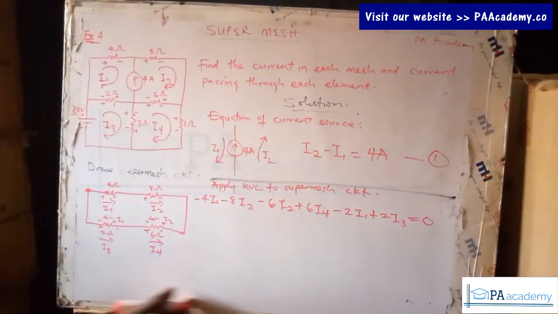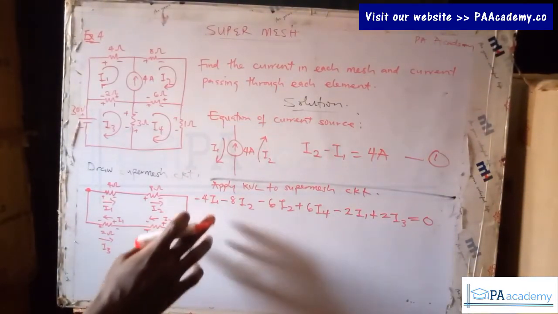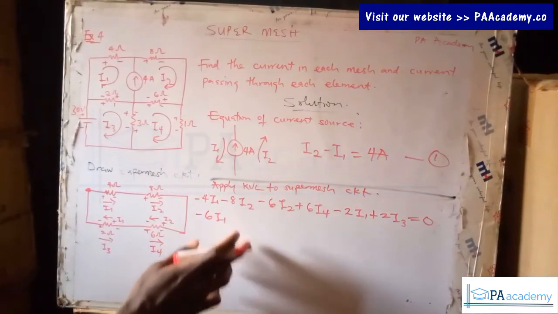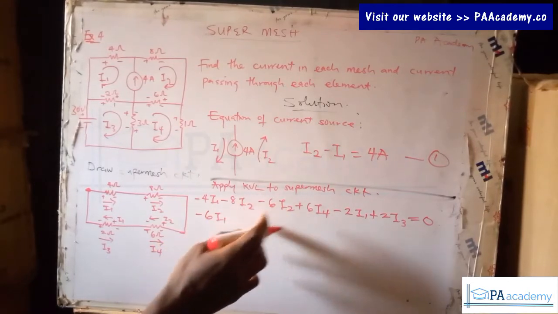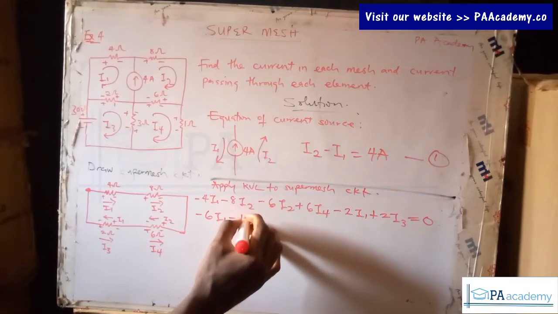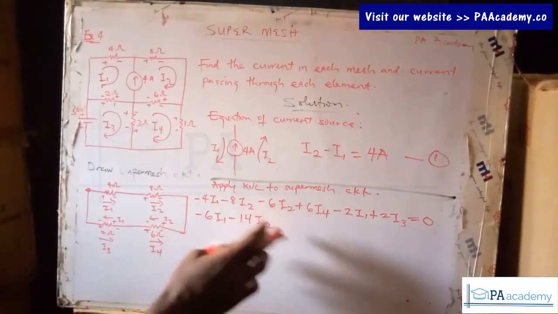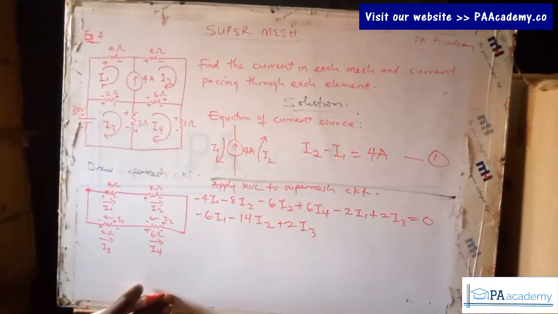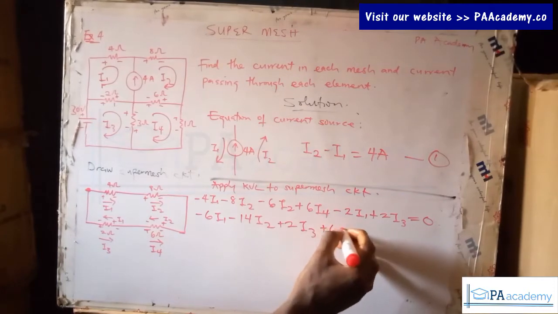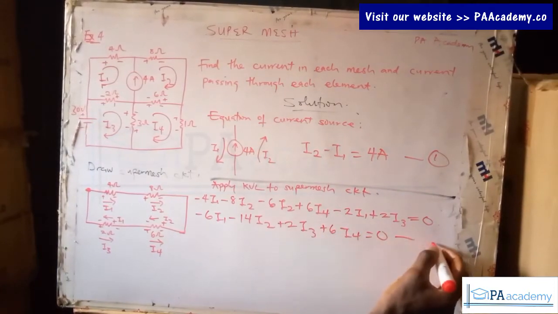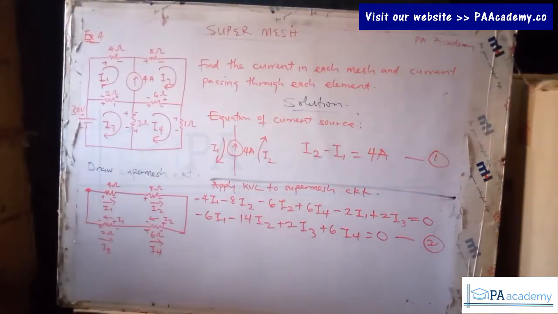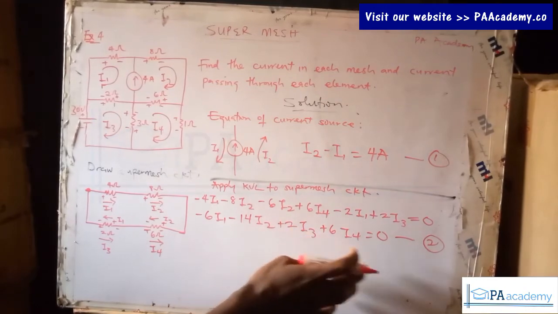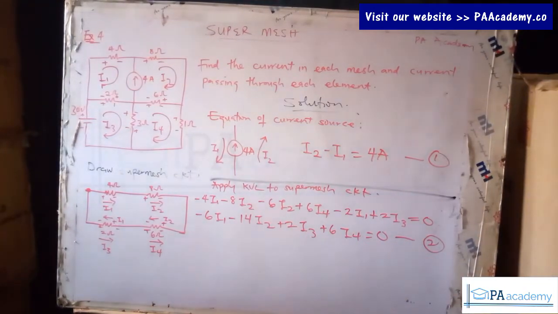Alright, so now let's just rearrange this. So let's start from I1. This is I1 here. This is another I1. So that's going to be minus 6I1. So what about I2? This is I2. So that's going to be minus 14I2. So what about I3? There's only one I3. That's plus 2I3. What about I4? This is I4. That's plus 6I4 equals to 0. And this is our equation 2. So I believe all is good. Minus 6I1 minus 14I2 plus 2I3 plus 6I4 equals to 0. That's equation 2. Alright, so that's been done.